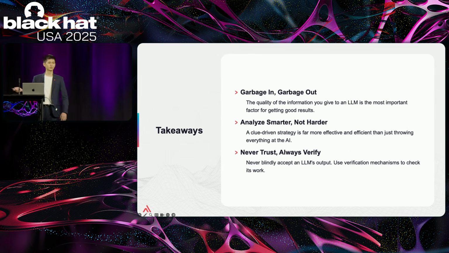In the end, there are takeaways for everyone. Garbage in, garbage out. The quality of the information you give to the language model is the most important factor for getting a good result, so we need to use clue annotation to generate clues for it. Next, analyze smarter, not harder. We don't need to analyze all of the functions one by one. We can use a clue-driven strategy, which is more efficient and effective. And the last, never trust, always verify. Never blindly accept the language model's output. We need to use some verification mechanism to check the output.